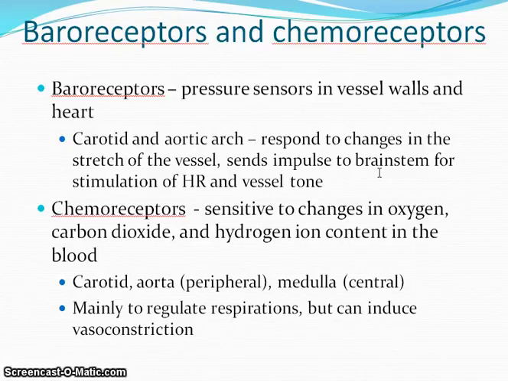Chemoreceptors, think chemical, chemo. They respond to changes in gases like oxygen, carbon dioxide, as well as hydrogen ion content in our blood. They're also in our carotid, our aorta, and our medulla. They mainly use our respirations to control our heart rate and our blood pressure, but they can also induce vasoconstriction as well.